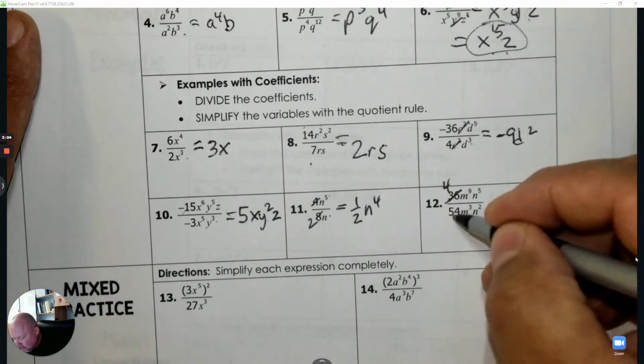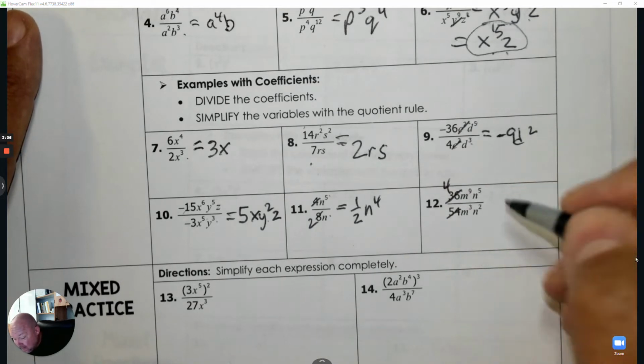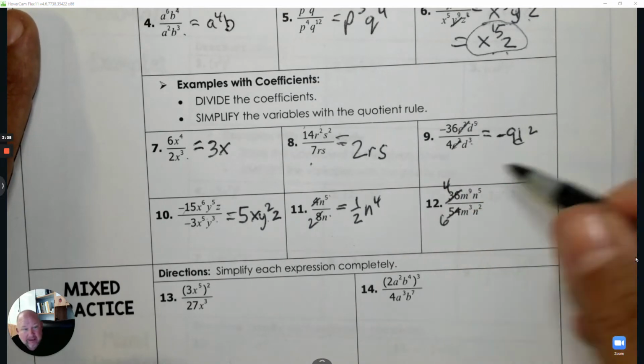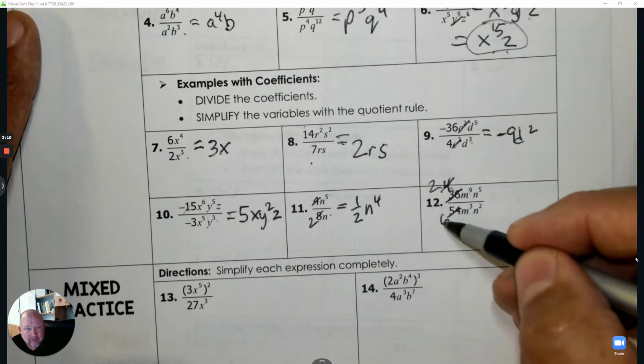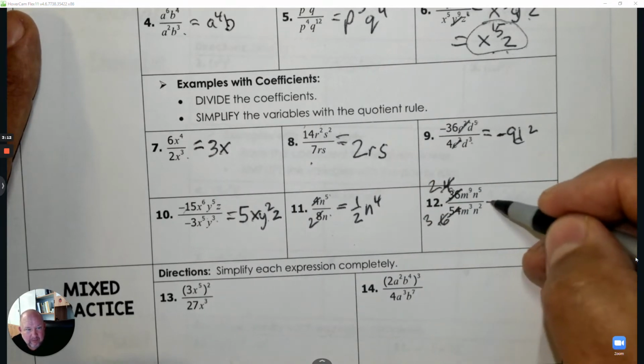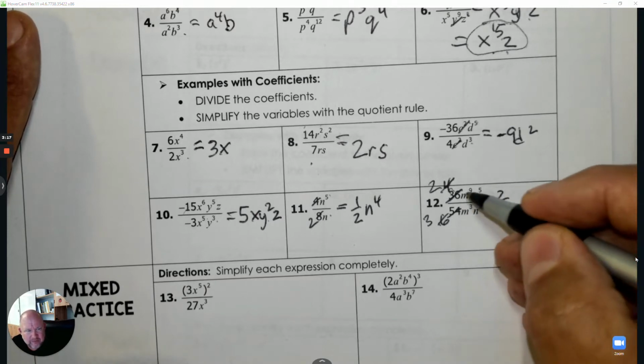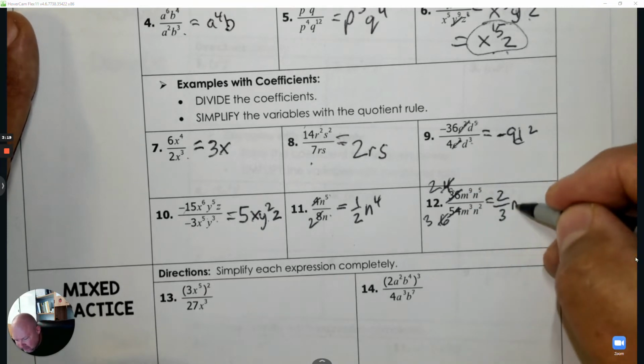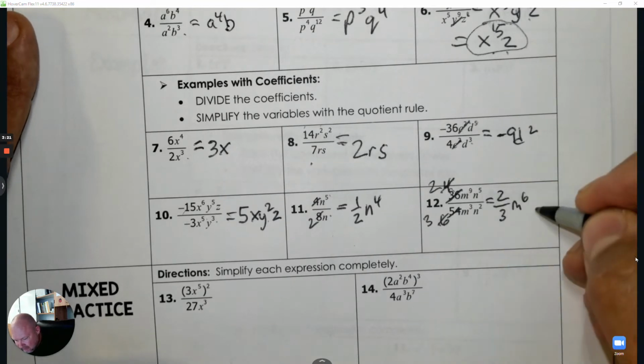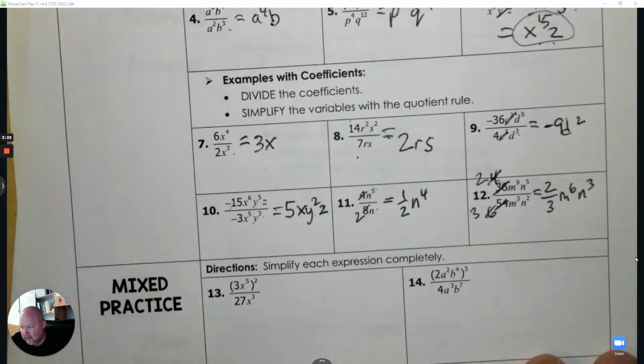So 9 goes here. 4. 9 goes here. It's actually 18. It wasn't 9. But I could keep going. So divide by 2. So it's actually 18, which is fine. I had a feeling it wasn't 9, but it's fine. So it's 2/3. Subtract the exponents. And subtract the exponents. All right.